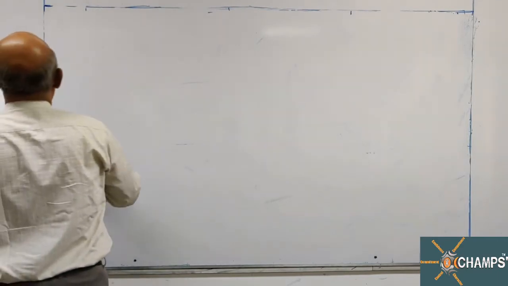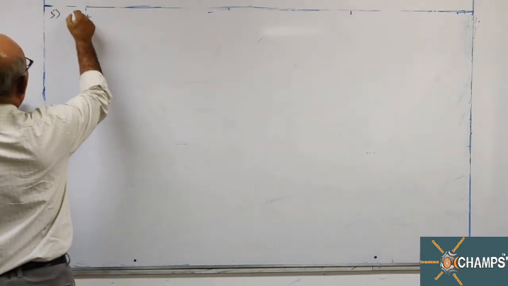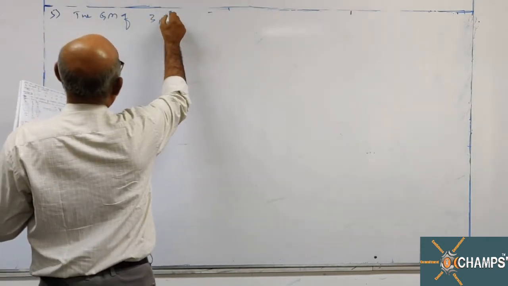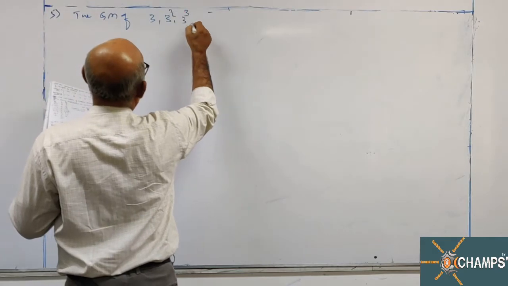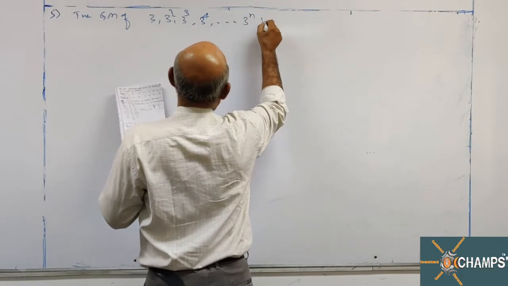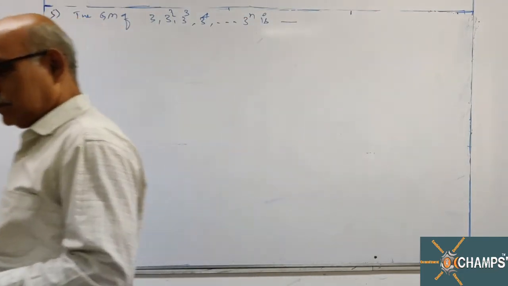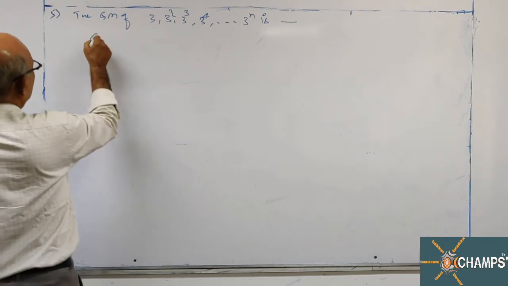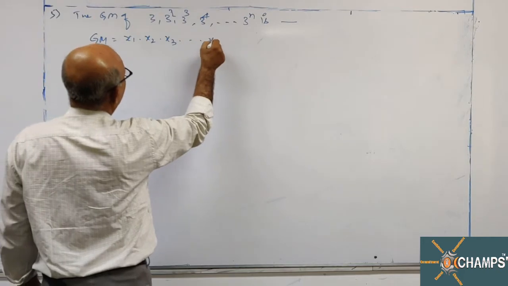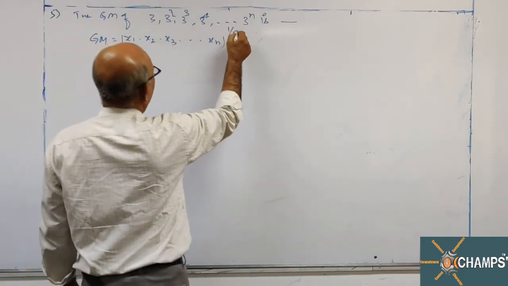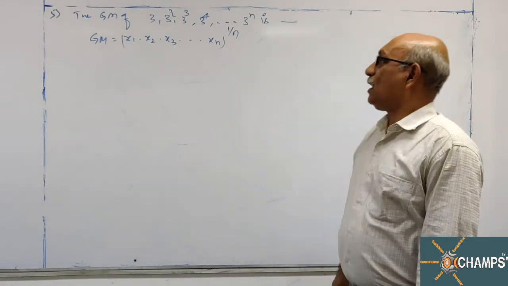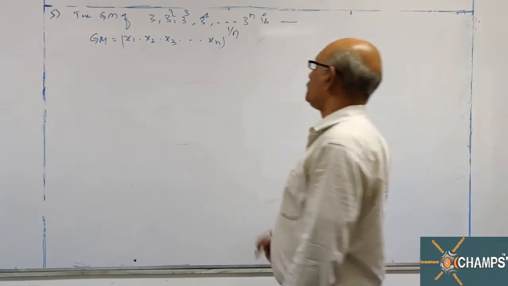Look at the question number 5. The geometric mean of 3 square, 3 cube, 3 power 4, etc. 3 power n is? So geometric mean is equal to x1 into x2 into x3 into etc. xn whole to the power 1 by n. Geometric mean for a set of n observations is nth root of their product.